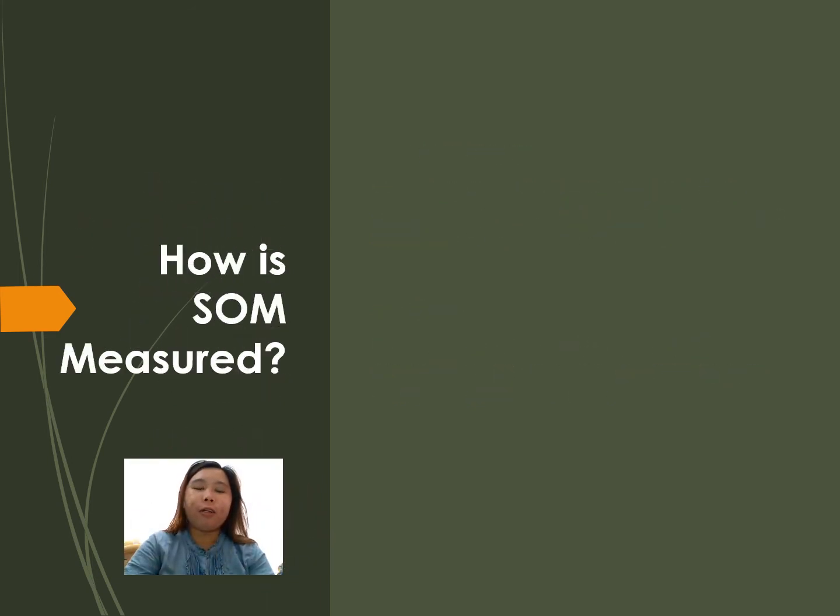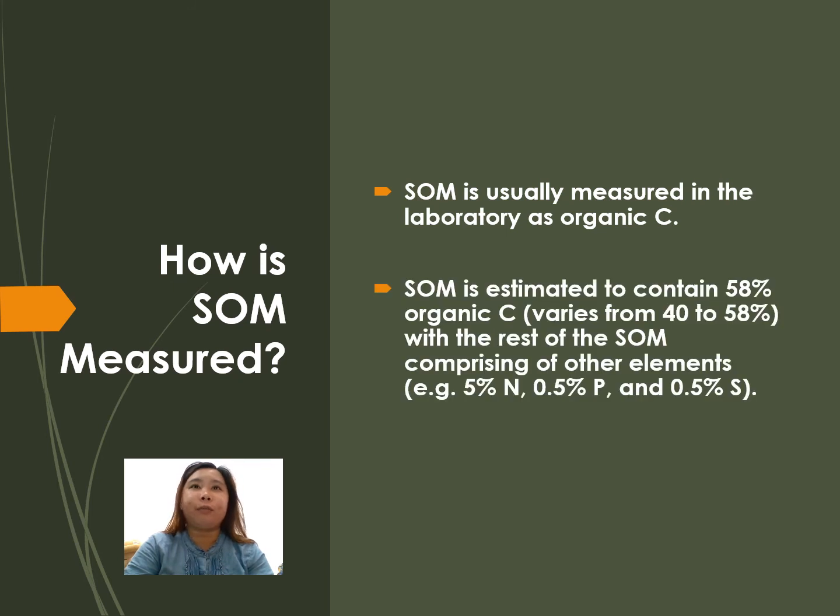Now, how is soil organic matter measured? Organic matter is usually measured in the laboratory as organic carbon, and soil organic matter is estimated to contain 58% organic carbon. Actually, it varies from 40 to 58%, with the rest of the soil organic matter comprising other elements such as 5% nitrogen, 0.5% P, and 0.5% S.